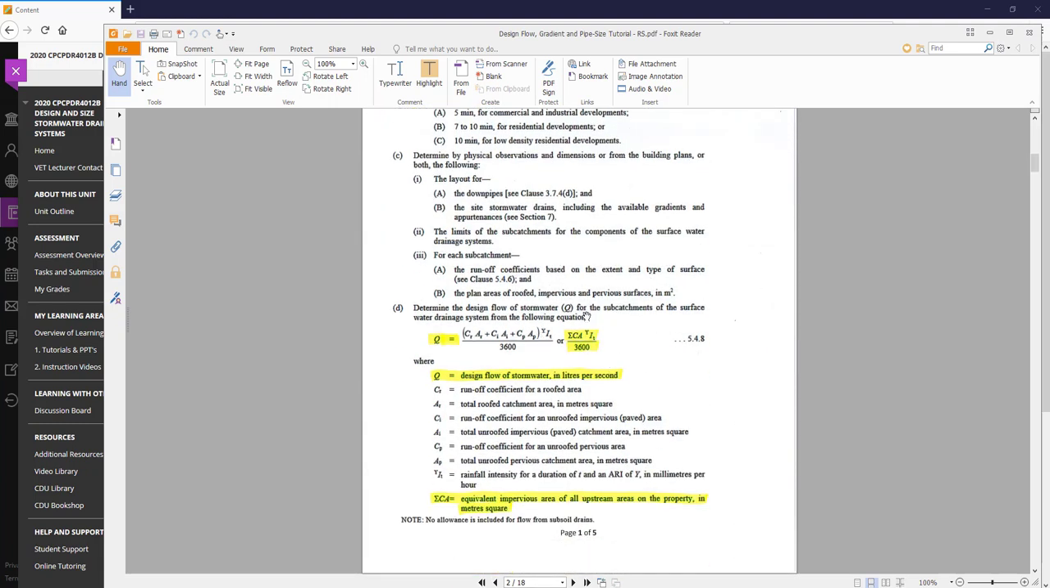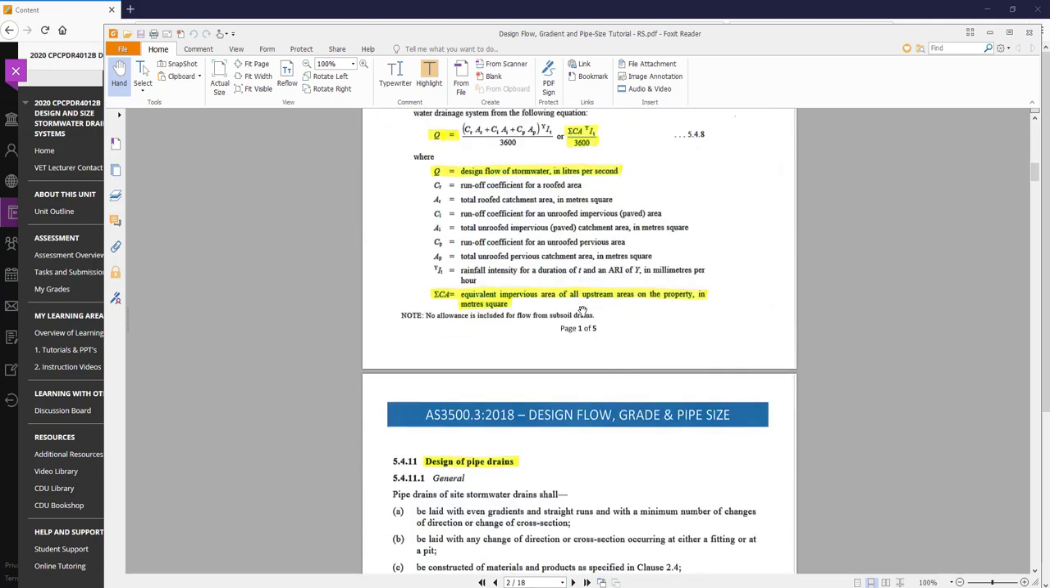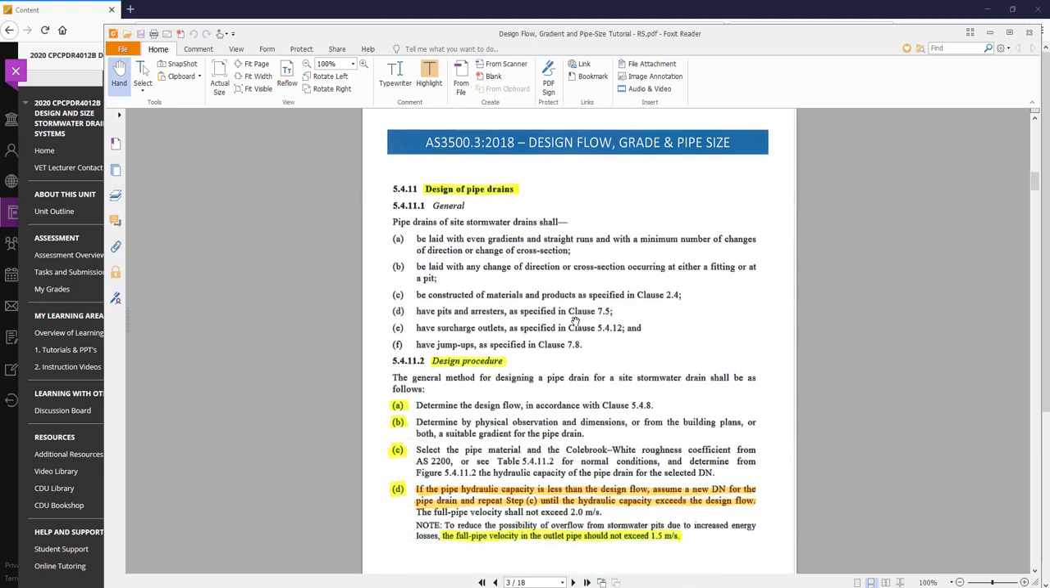So this formula will be important, and we'll come back to that later. Now the next point we're going to move on to is the design of the pipe drains. That's fairly straightforward as you read through that. I'll let you read through that in your own time.